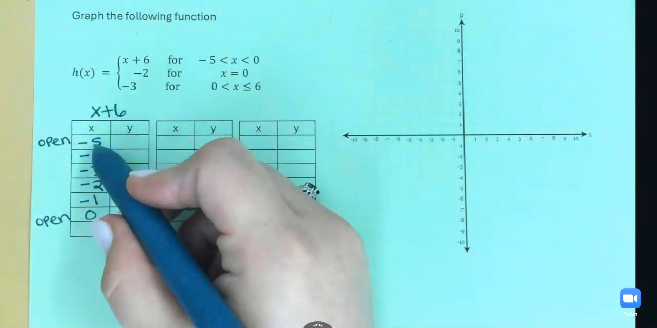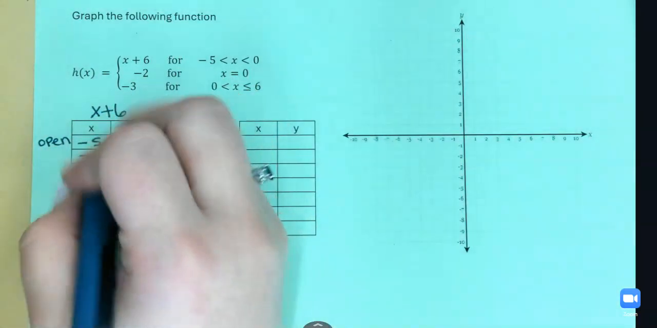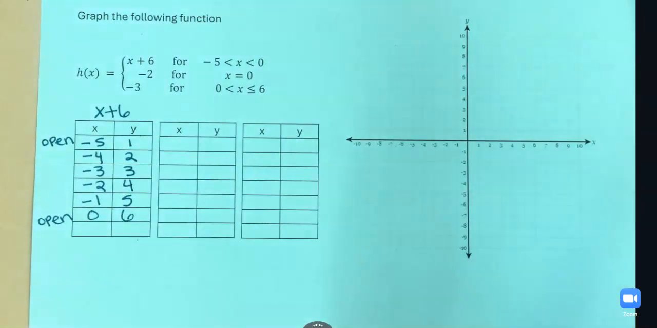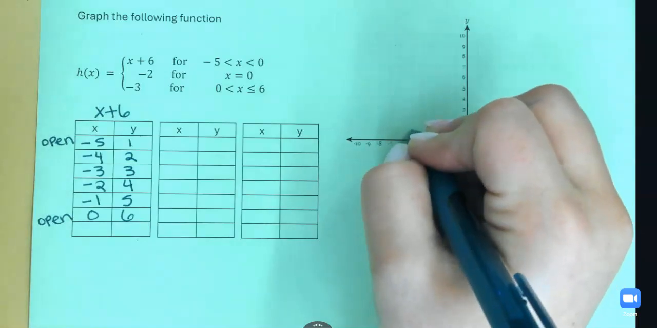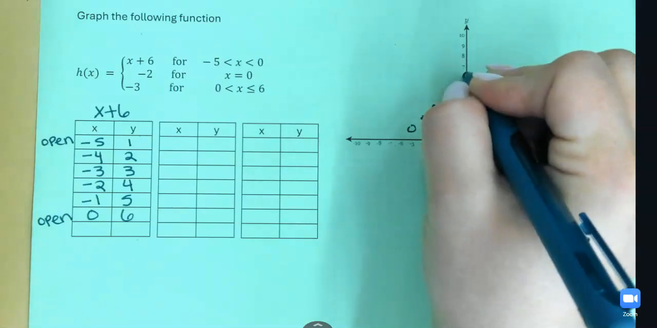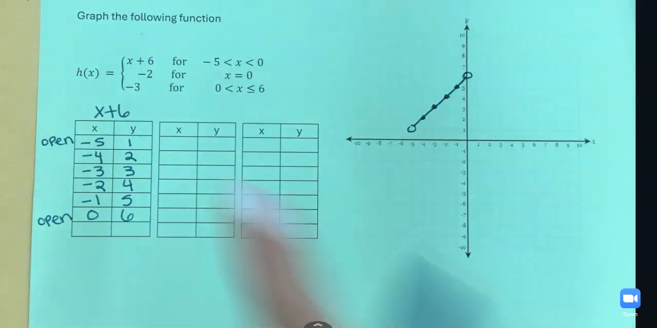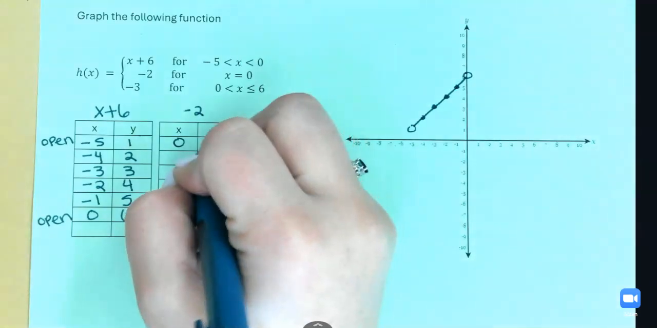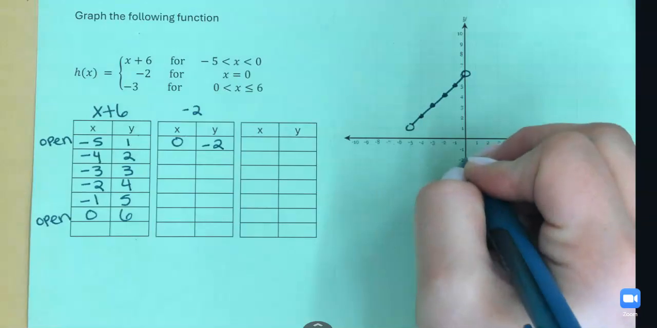So again, plugging them in here, -5 plus 6 is 1, -4 plus 6 is 2, 3, 4, 5, and 6. So I'm going to plot all of those points, making sure to include my open circles where they belong. And connect the dots. My second one at -2, this is only when x is 0 and y is -2, so that's just going to be one closed circle on my graph at that point.